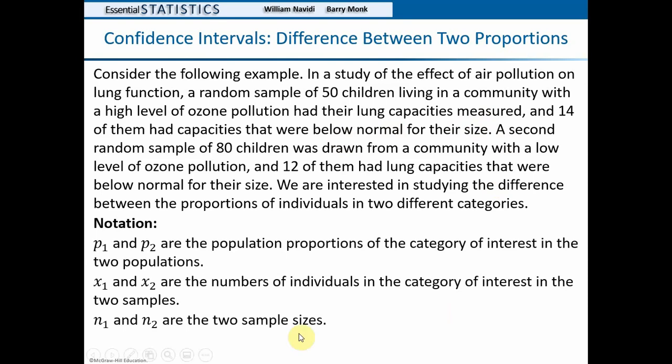So here's our notation again for this one. P1 and P2 are always the population proportions of the category of interest in the two populations. P1 is the proportion that had lung capacities below normal with a high level of ozone pollution, and P2 is for a low level of ozone pollution. X1 and X2 are the numbers of individuals in the category of interest in the two samples. These are the only things that we can deal with to estimate the difference between the two population proportions. N1 and N2 are the two sample sizes.